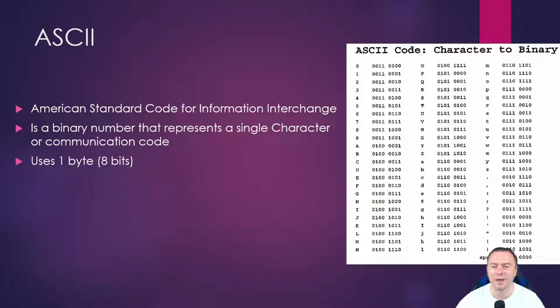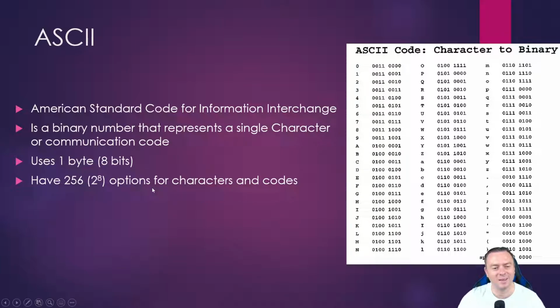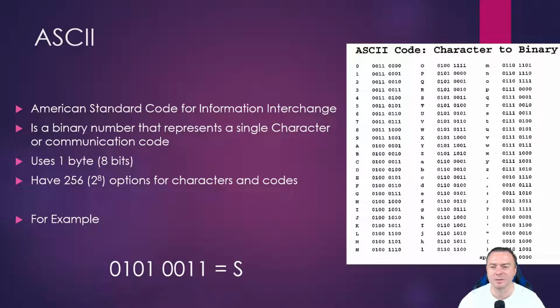It uses 1 byte or 8 bits, so 8 individual little characters, and they merge that together to give it meaning. It has 256 options, or 2 to the power of 8. See how there's 8 bits and there's a connection there, which is for characters and the codes. So for example, if we have 0, 1, 0, 1, 0, 0, 1, 1, we can read through this table, right? And then we get down here, so 0, 1, 0, 1, and then 0, 0, 1, 1. Pretty cool, right? And then that's what the letter S is actually stored as right now on that screen. So the way that S is physically stored is with that binary number sequence.